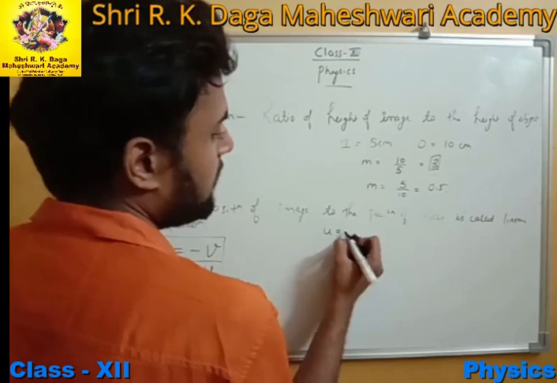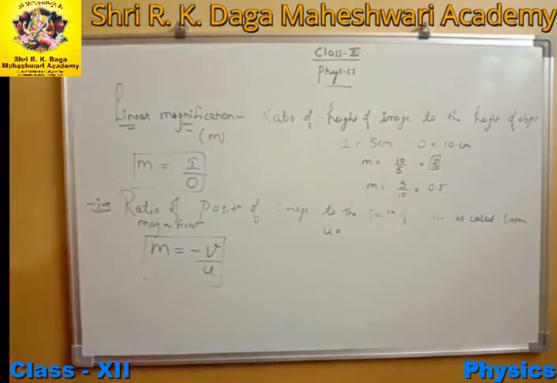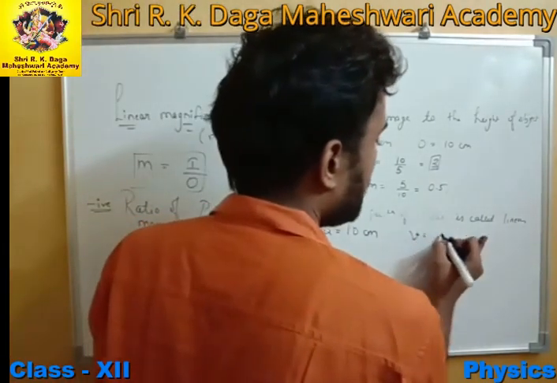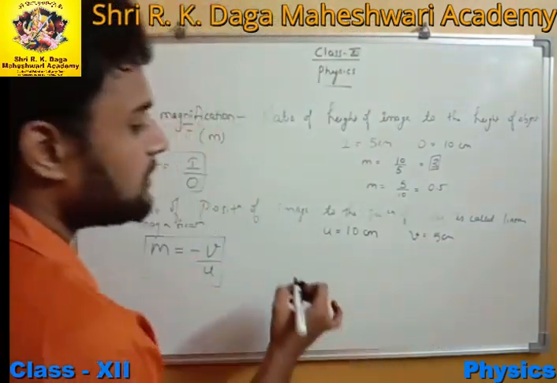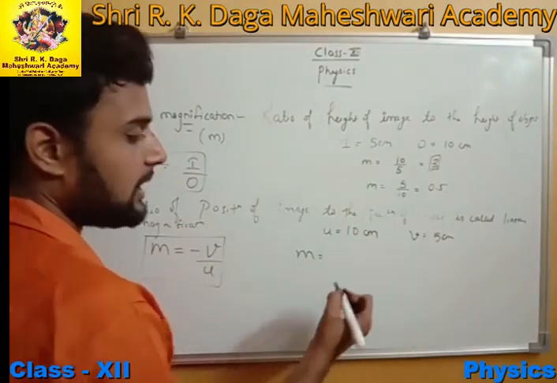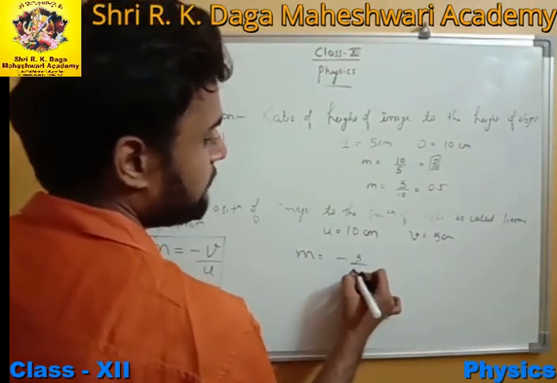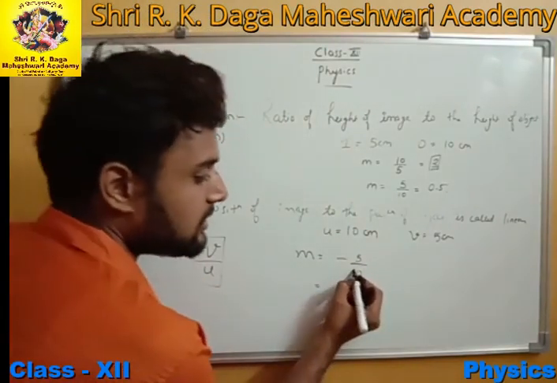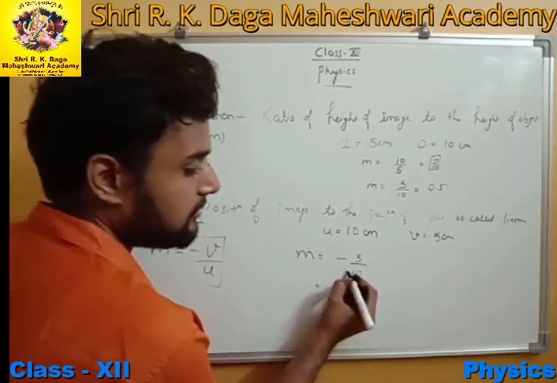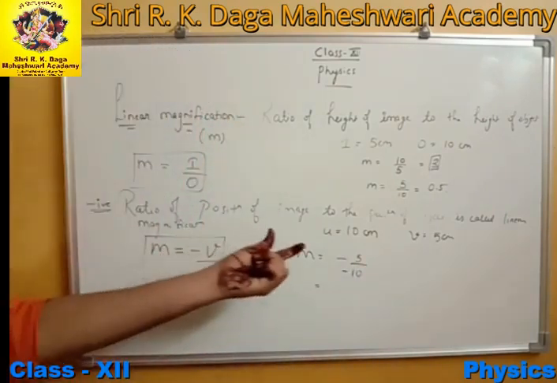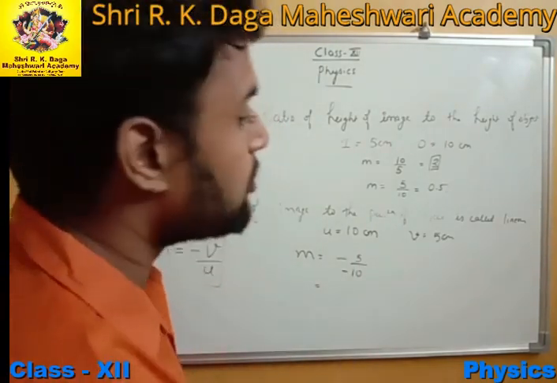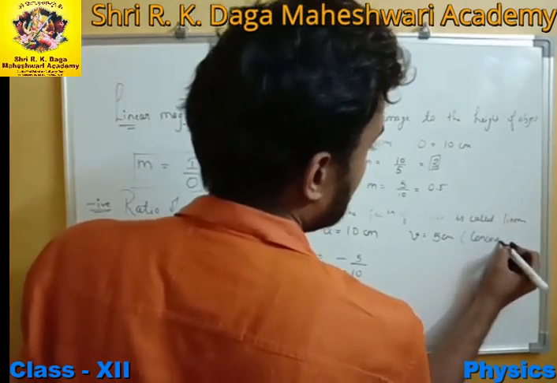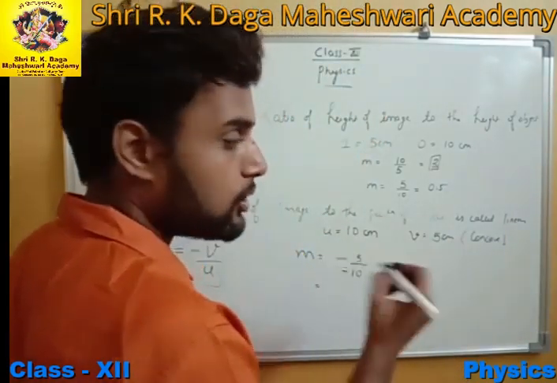Similarly, if you know the position of object from pole, let it be 10 centimeter, and the position of image from pole, let it be 5 centimeter, then how can we calculate linear magnification? M is equal to minus 5 by 10. Here you have to take the distance of image from pole in negative, because by sign convention you know this. And if the mirror given to you is concave mirror, then you have to take V also negative.